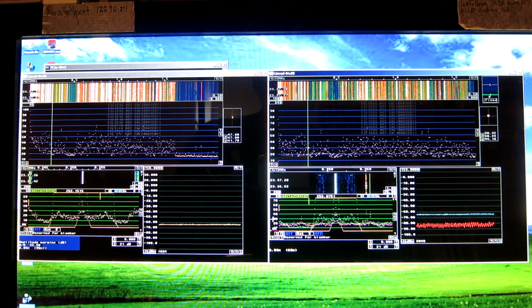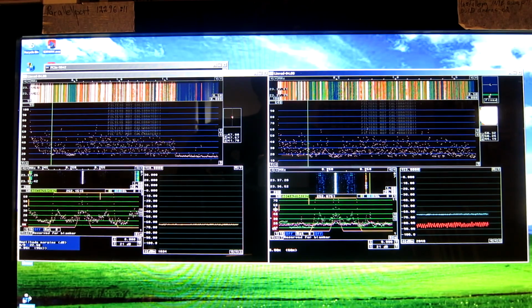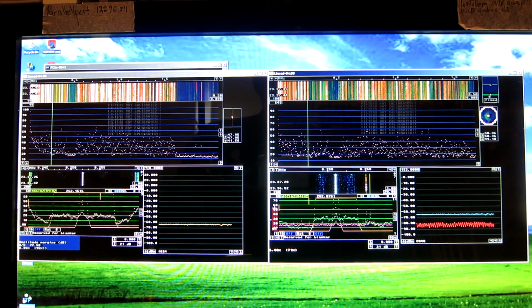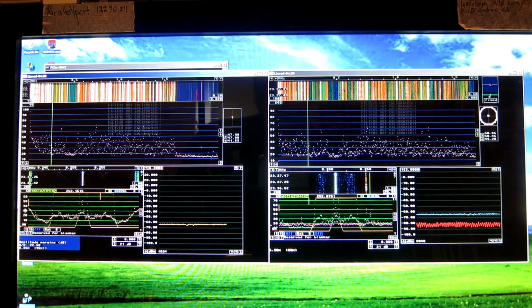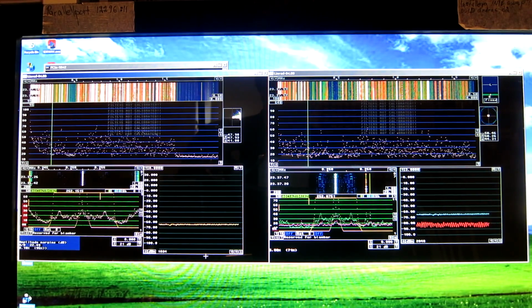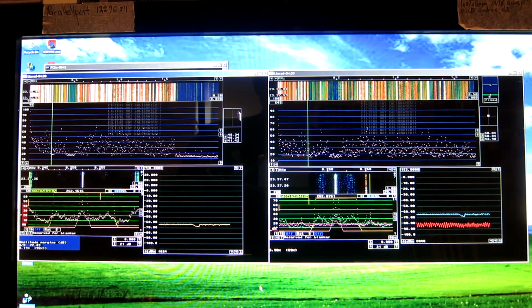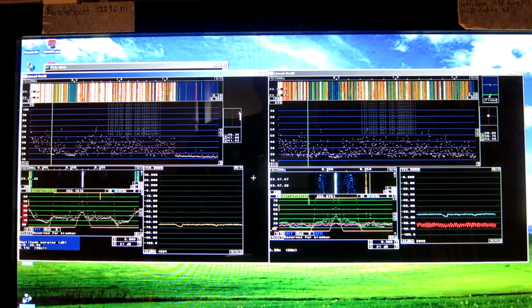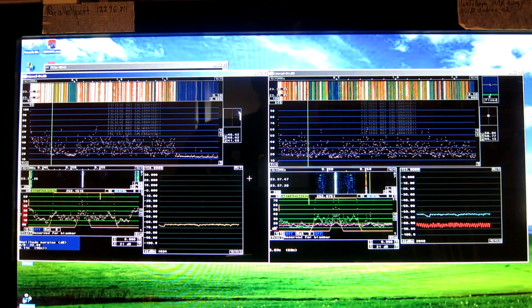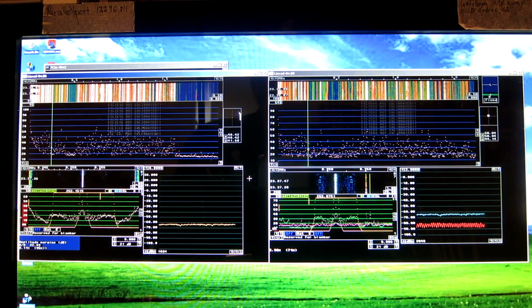And on the bladeRF it sounds like this. Means more or less perfect. And on the PCIe it's very much the same. So at night I don't see any significant difference between these radios.